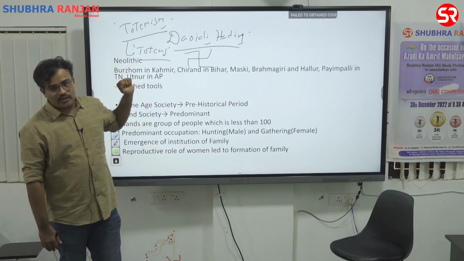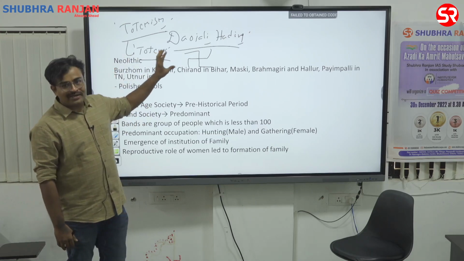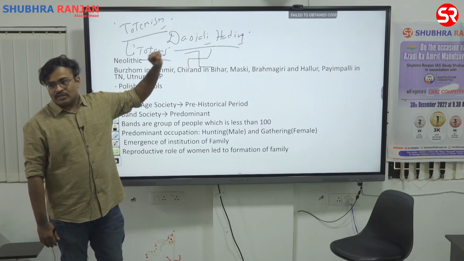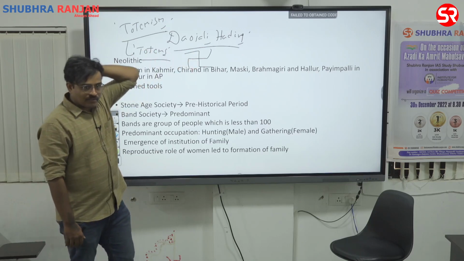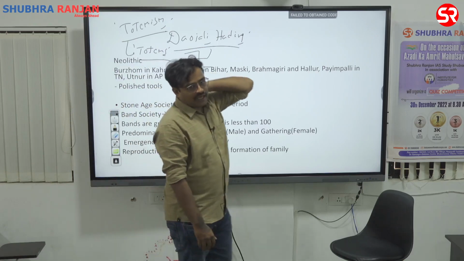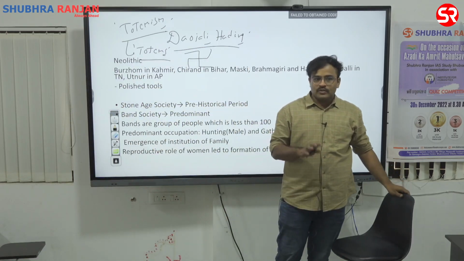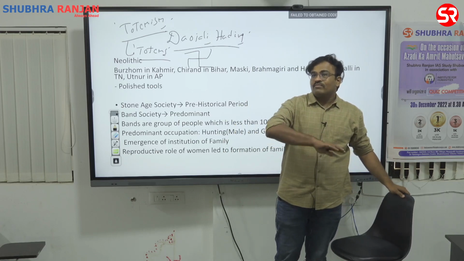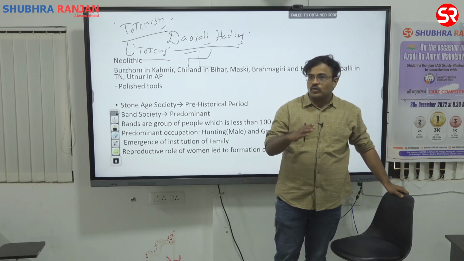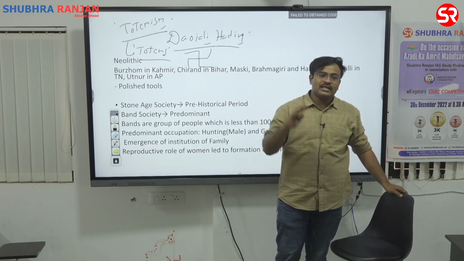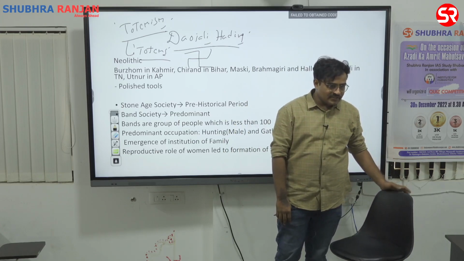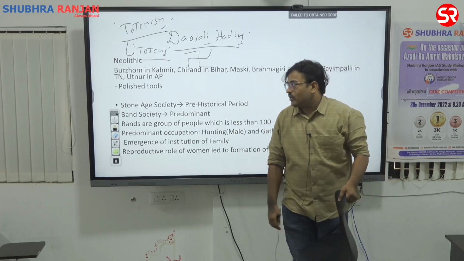So this way, totemism, animism, and the belief in shamans are the belief systems of the Neolithic age. The Neolithic age is considered the foundational age for human society, because human society evolved from the early stone ages to a proper settled and sedentary lifestyle. So this is the Neolithic age society for us.